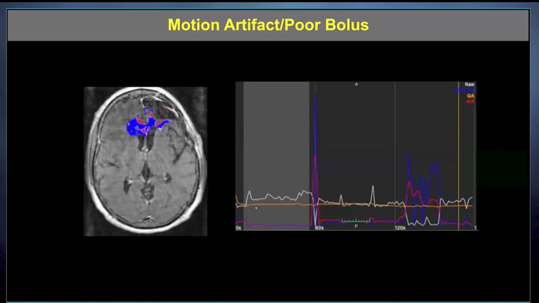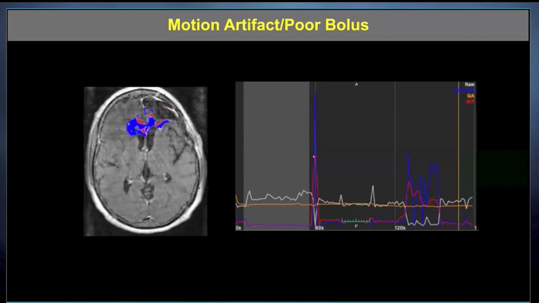On our particular software here, you have these graphs that are available that can give you an idea of if there was motion. This orange is a QA graph that can give you the average signal intensity of all the voxels. And generally, you want to see a signal drop, and you want to see this relatively flat. And you can see this orange graph is moving all over the place. This red and blue gives you an idea of the bolus injection.